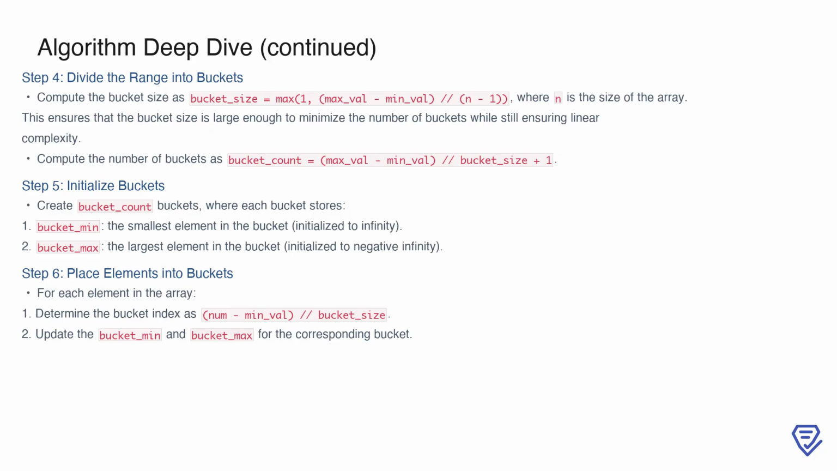Now, we distribute the elements of the array into these buckets. For each number in the array, we calculate its bucket index using (number - min_val) / bucket_size and update the corresponding bucket_min and bucket_max values. This step ensures that all elements are placed in their appropriate buckets while preserving the linear time complexity requirement.